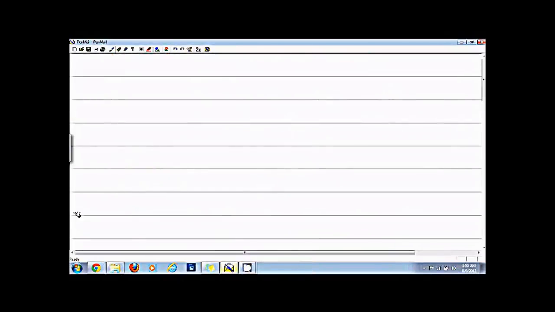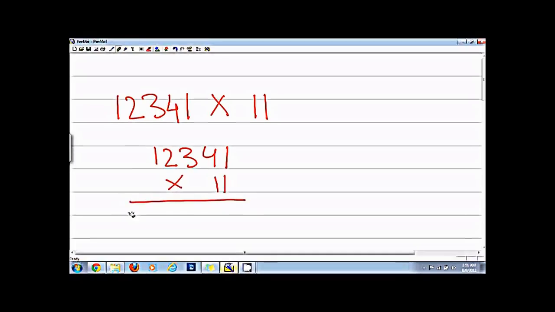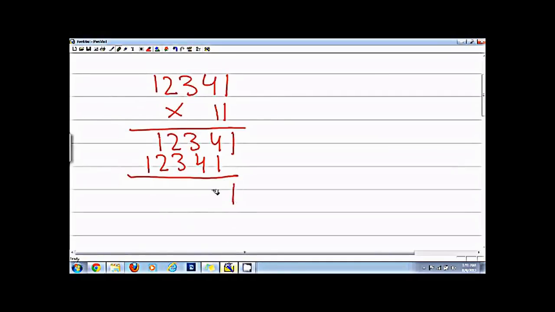Hi everyone, in this tutorial I will show you how to multiply numbers by 11 in a quick and easy way. For example, if I have the number 12341 and I want to multiply it by 11, the regular way is to write 12341 and 12341 and add them. So now I get 135751. This is the regular way.